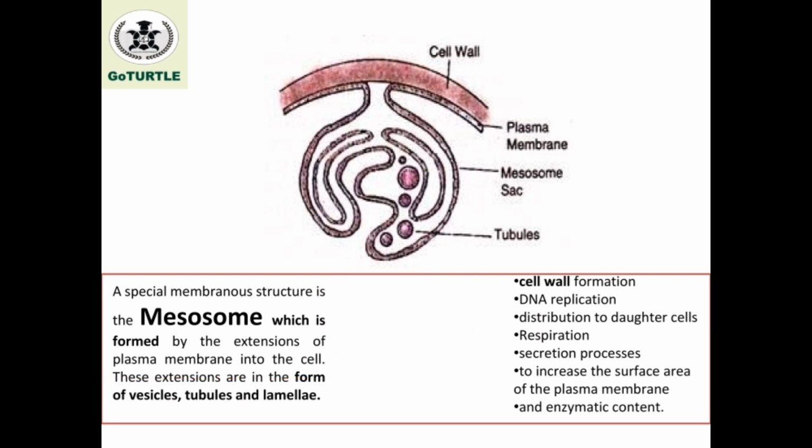So the function of the mesosomes are described here. It helps in the formation of cell wall as it is close to it. It helps in DNA replication, distribution to daughter cells, respiration, secretion process, to increase the surface area of the plasma membrane because it is an infolding, so it increases the surface area due to the infolding nature. And then it has enzymatic content which also help in respiration as well as content of enzyme. So this is noted from the NCERT.